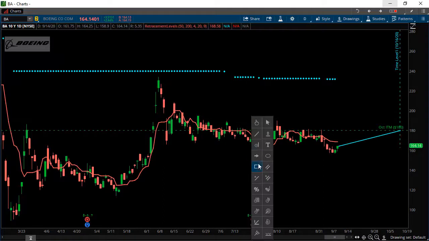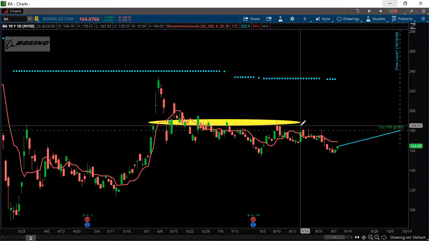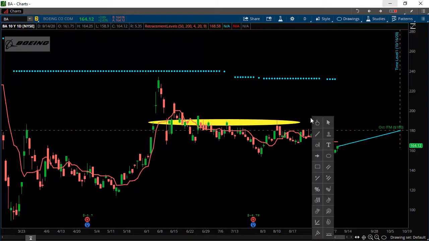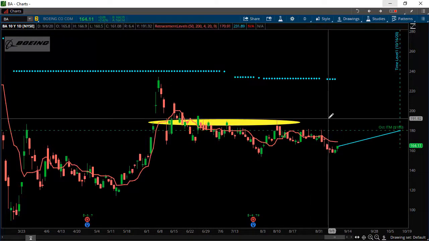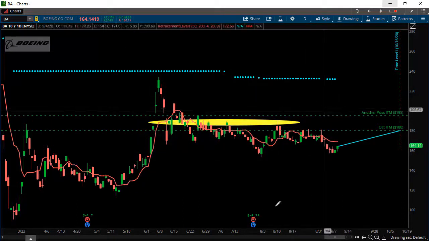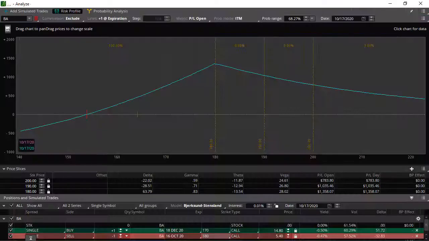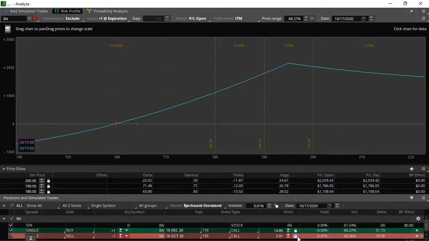So if we see we've got these resistances here, these little wicks right here, let's clear those. That would be a good, nice clearance, 195. So that's another possible in the money. Let's see how that looks in terms of risk reward. Let that recalculate. We're only going to get 290 from that one because it's further out of the money, so we're not going to get as much for it.